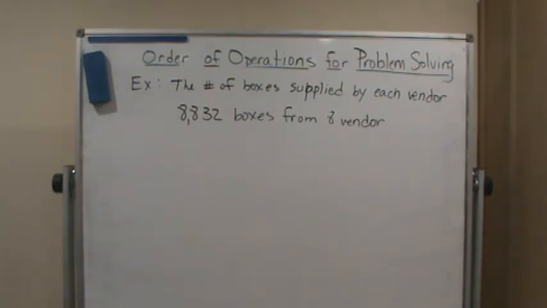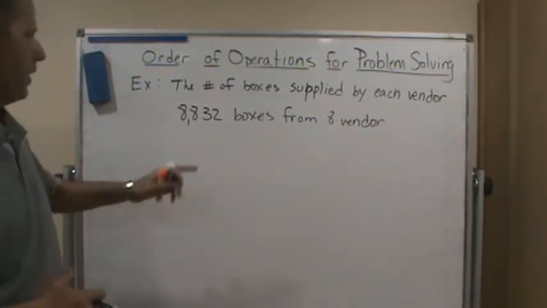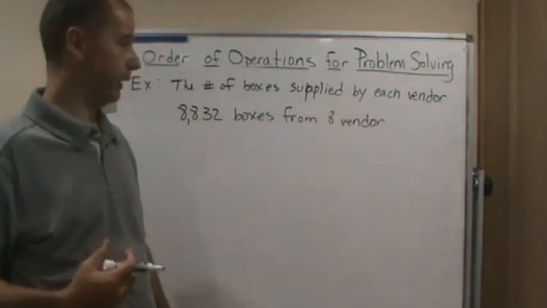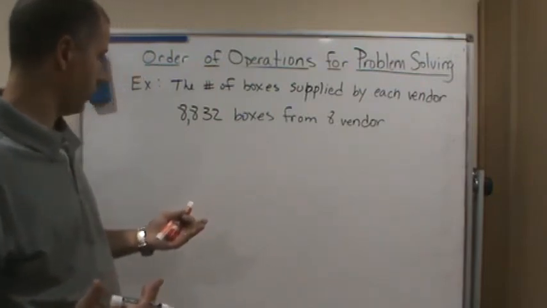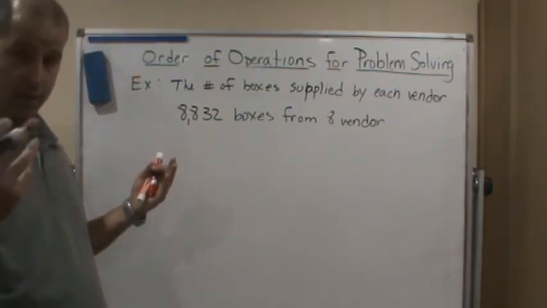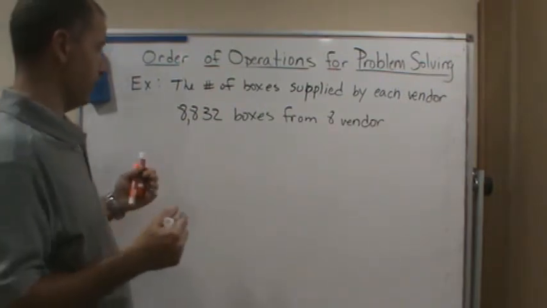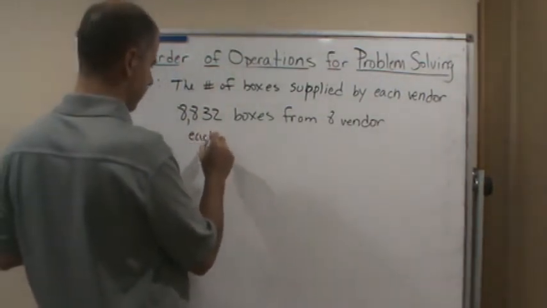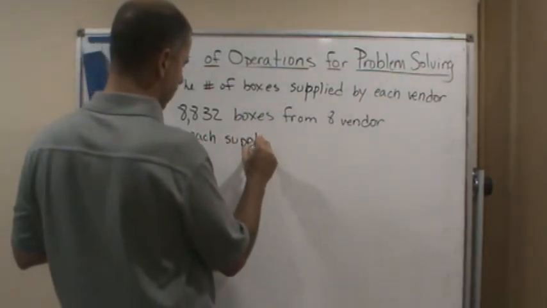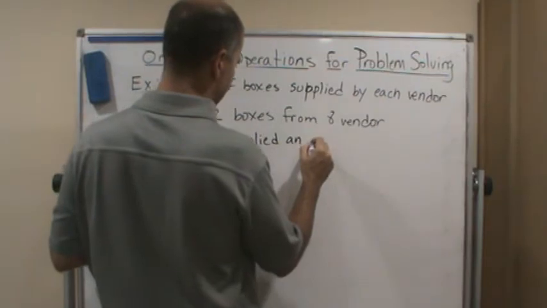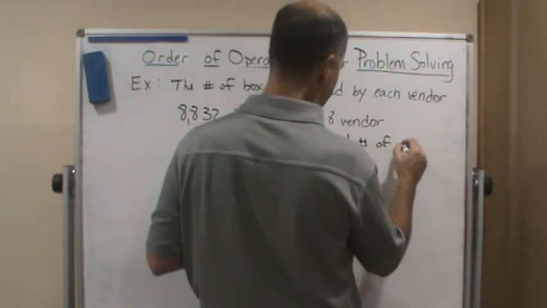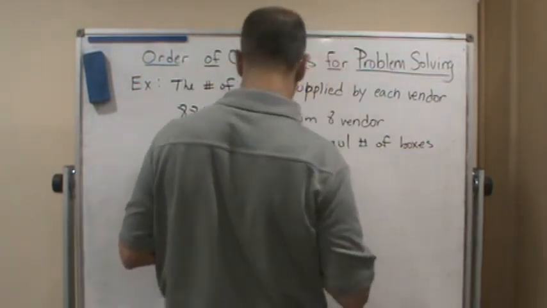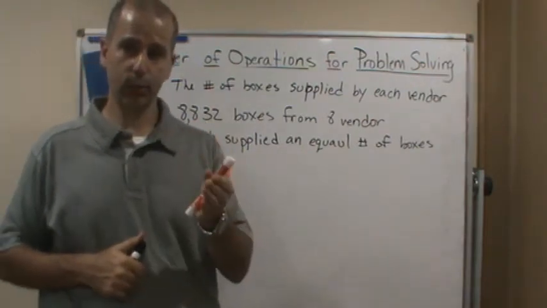what about the relationships? Well, this is where we have to understand what's going on here. We want the number of boxes supplied by each vendor. What do we know? We know that each vendor supplied the same amount of boxes, right? And that's another thing that we know. So we know that each vendor supplied an equal amount, or an equal number of boxes.